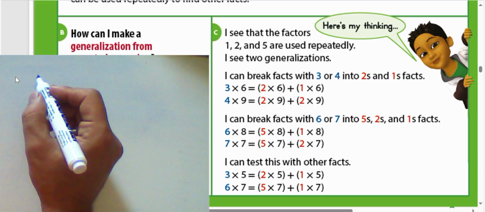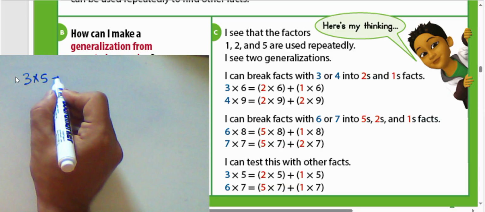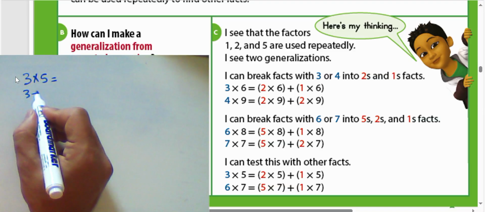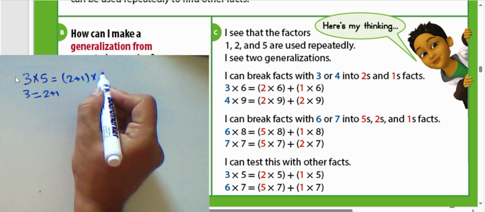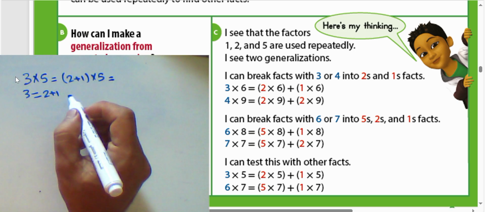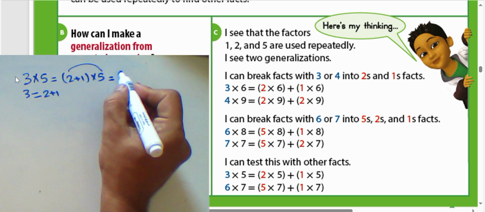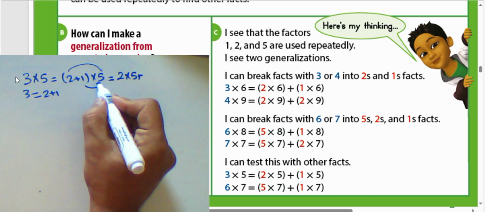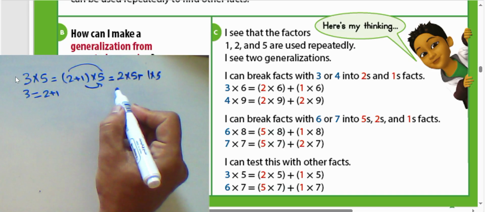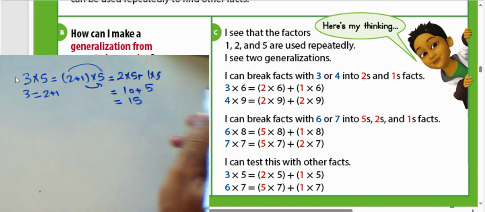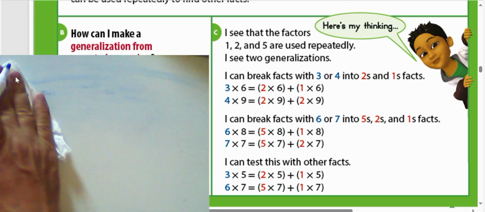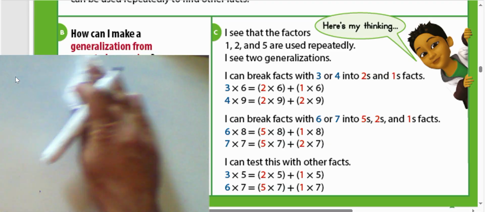And 3 times 5, we can write 3 equal 2 plus 1. Then we can write 2 plus 1, multiplied by 5. And then using distributive properties, 2 times 5 plus 1 times 5. 2 times 5 equal 10, and 1 times 5 equal 5. 10 plus 5 equal 15. And the total answer here will be 15.